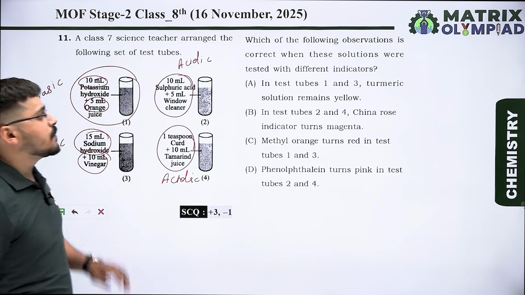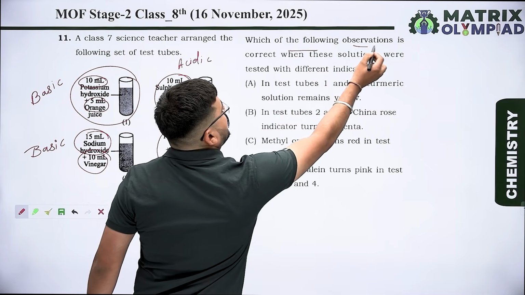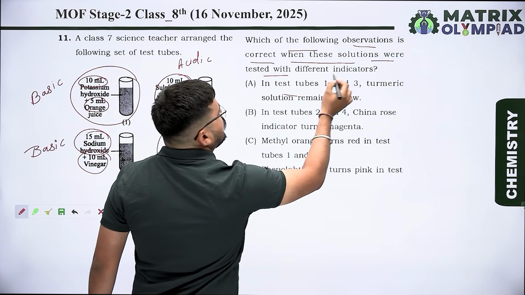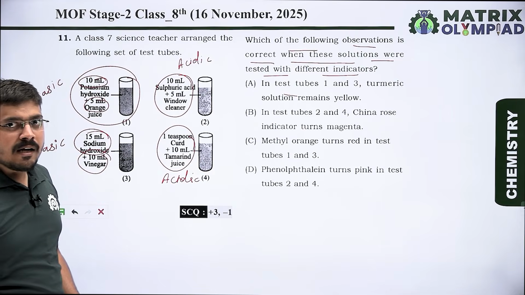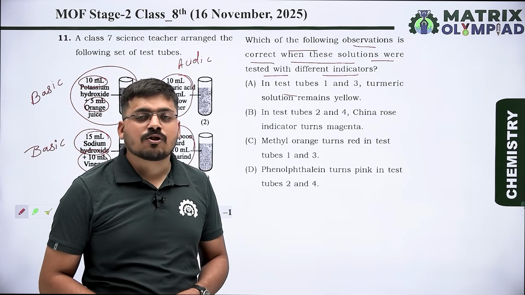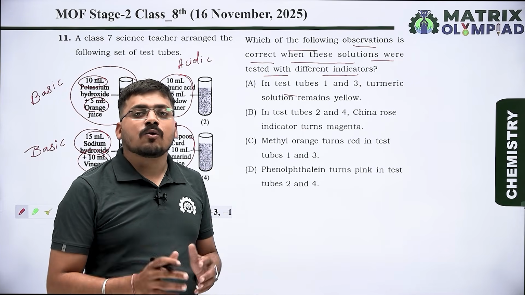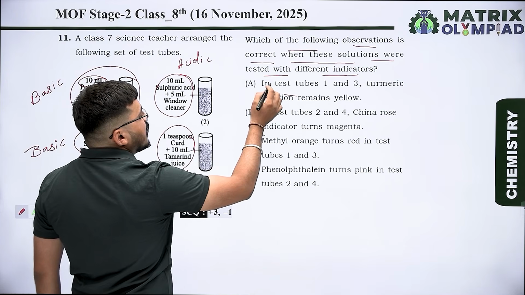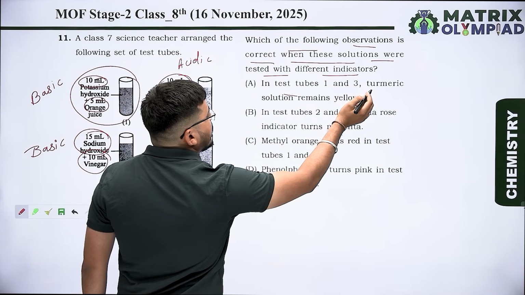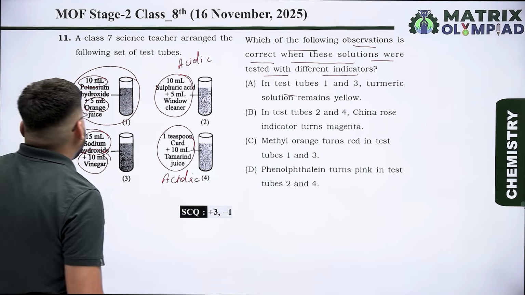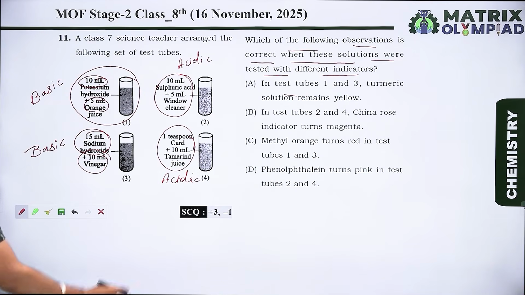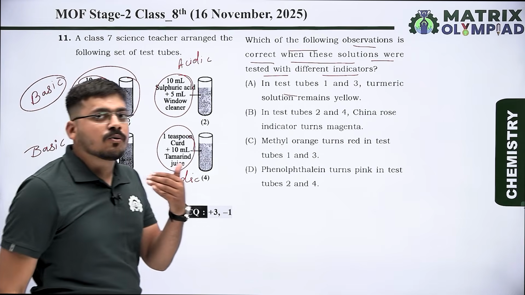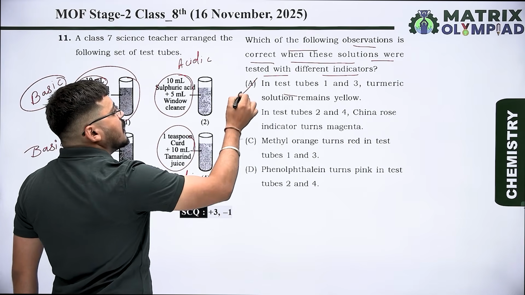So now come to the options. Which of the following observations is correct when these solutions were tested with the different indicators? Indicators are those substances which show different colors. They show whether the solution is acidic or basic. So let's start from option A. In test tubes 1 and 3, turmeric solution remains yellow. No, it is basic and turmeric changes into red color. So option A is wrong.